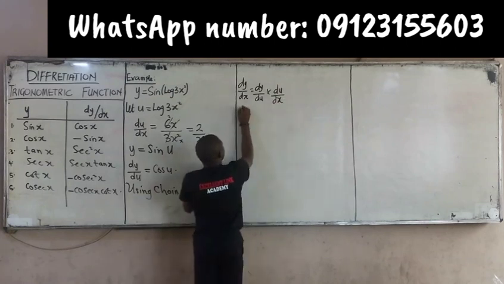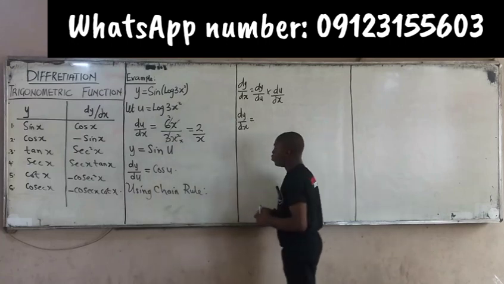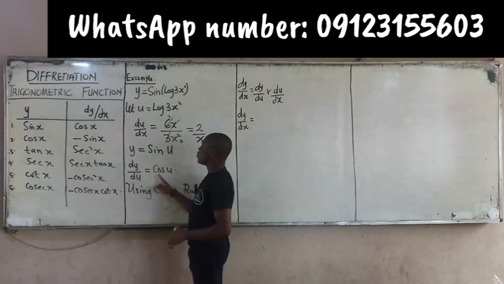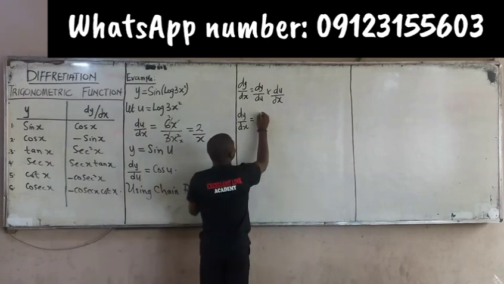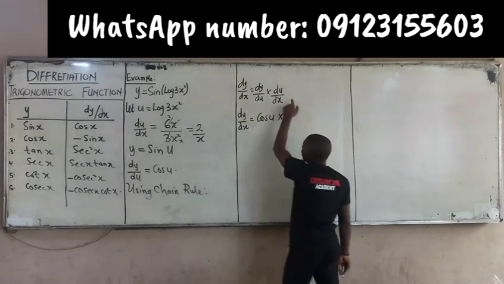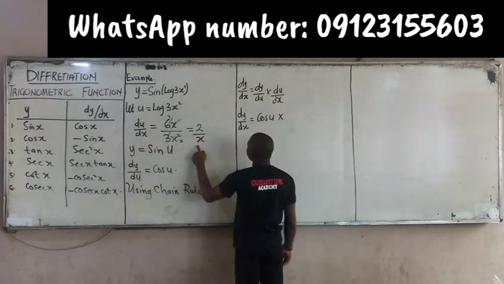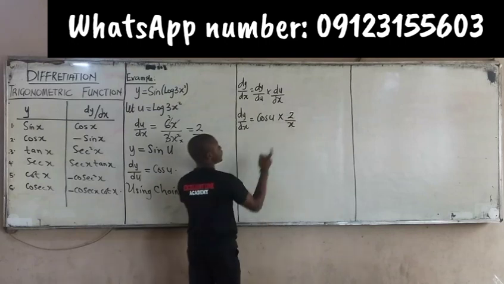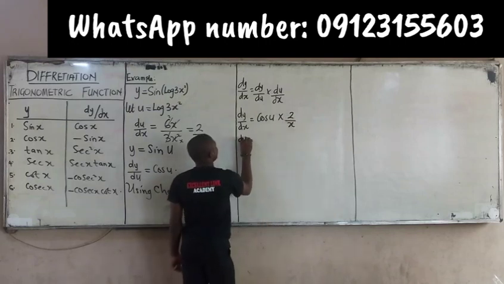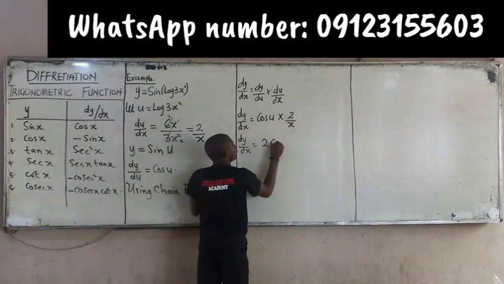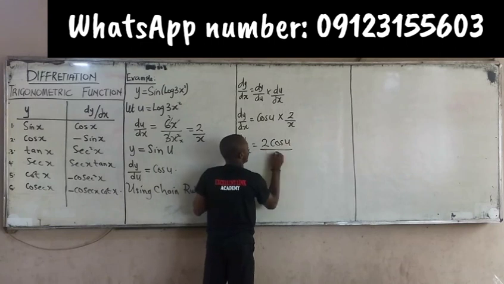Obviously, dy over dx at this point will be equal in value to dy over du. Check. dy over du here is obviously cos u. So I have cos u multiplying du over dx, which is 2 over x. At this point, if I multiply this, I will have that dy over dx is equal to 2 cos u all over x.